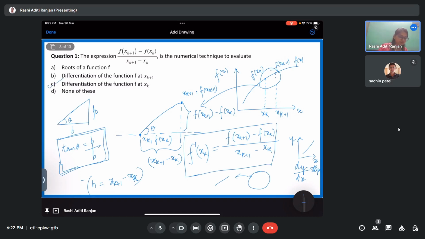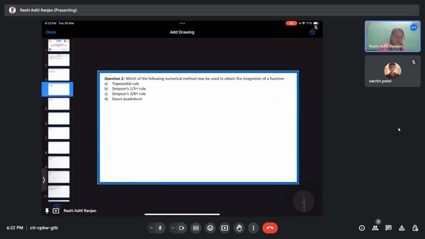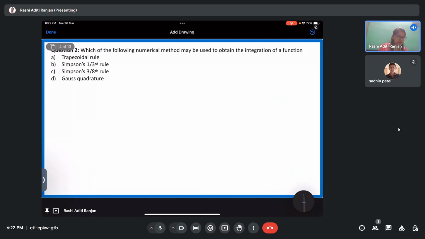Now coming on to the second question. Yes, this question is related to integration. When I talk about integration, we are actually discretizing our system. So when we are discretizing our system, we are trying to find out what is going to be the integration.